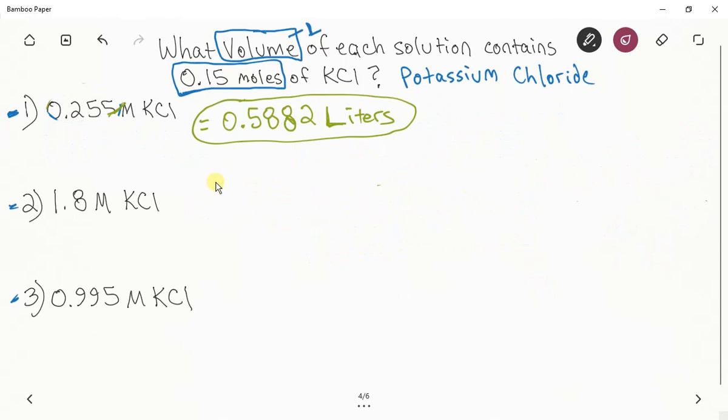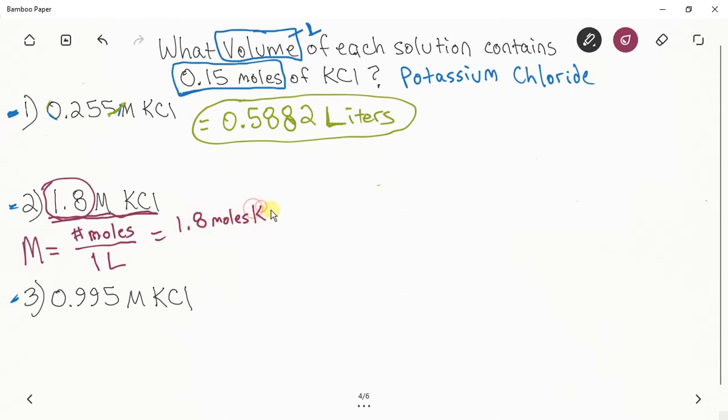Now let's look at the next problem. We have 1.8 molarity of potassium chloride. So again, molarity, which is a capital M, equals the number of moles in 1 liter. Always 1 liter for molarity. So if we have a 1.8 molarity, which is right here, then that means we have 1.8 moles of potassium chloride in 1 liter of water.